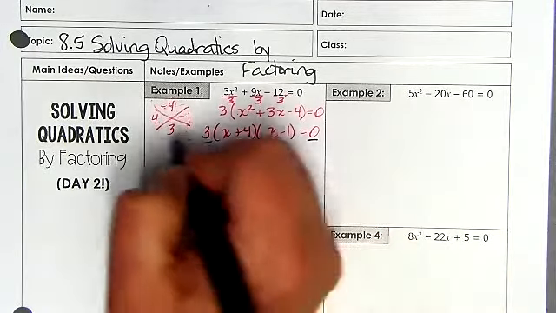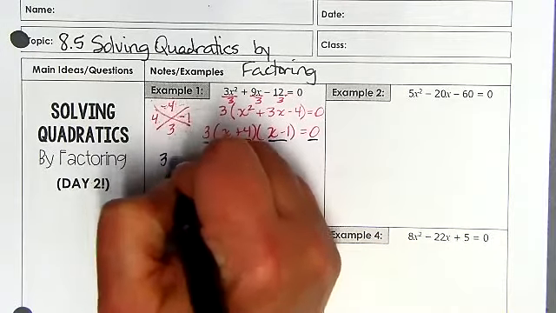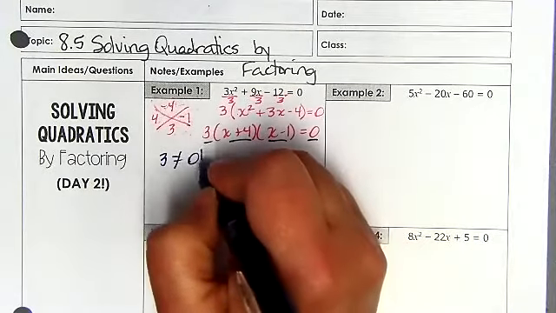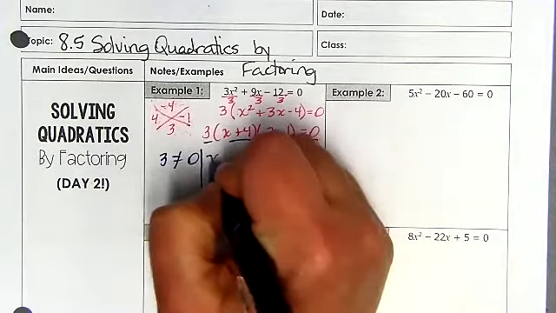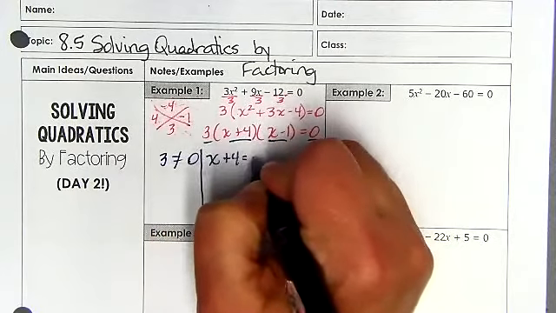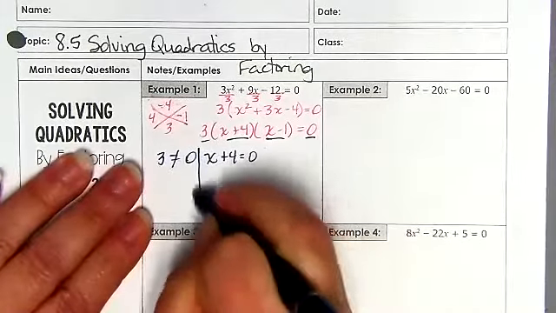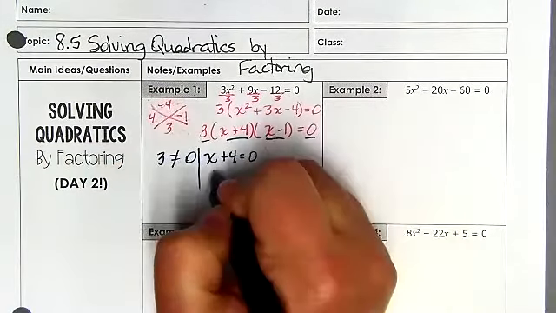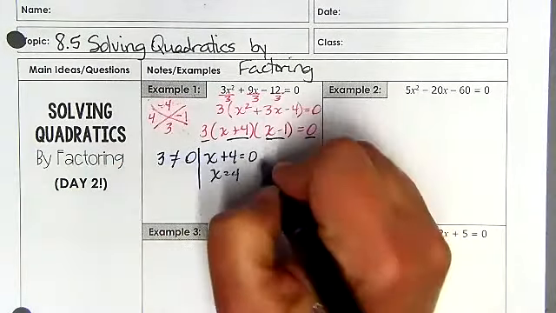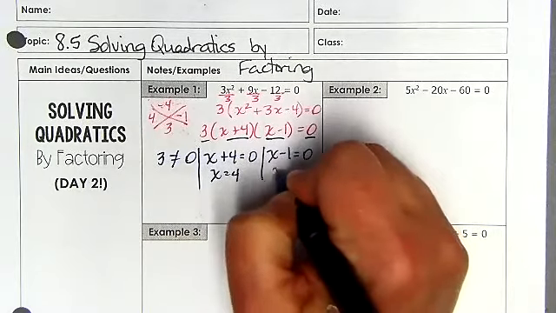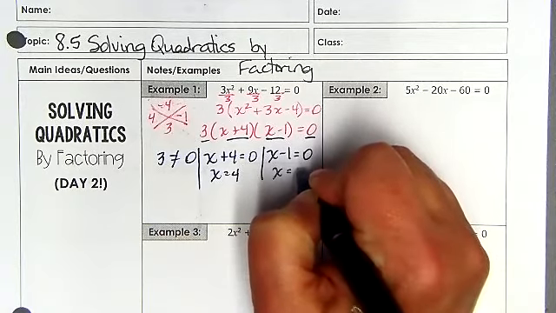Okay, so, we have to set each factor equal to 0. Well, I can't have 3 equal to 0. That's not possible. So it's an irrelevant solution. Then we have x plus 4 equals 0, which is going to be x equals negative 4. And then we have x minus 1 equals 0, which is x equals 1.